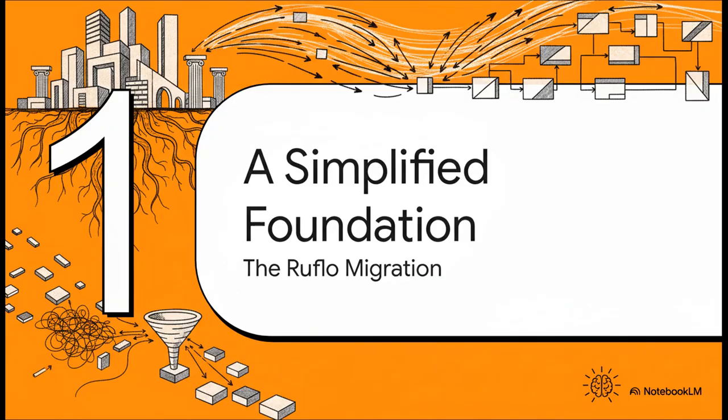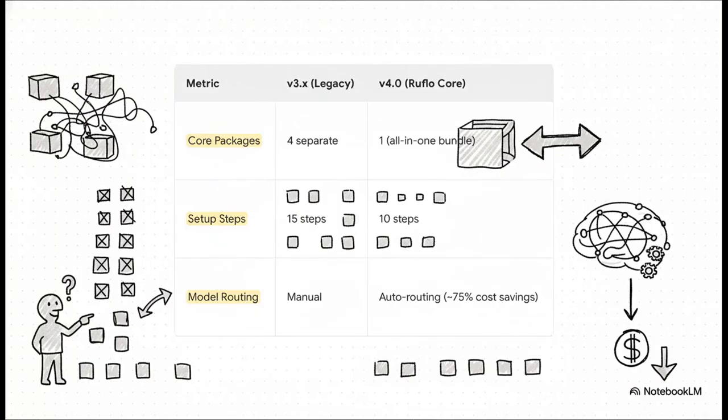So where do you start? Well, before you can build all of the cool new stuff, you gotta make sure your foundation is rock solid. And that's the first big move for TurboFlow 4.0, a huge architectural cleanup they're calling the Ruflo migration. It's all about consolidating the core of the system. And this table right here really tells the story. I mean, look at these numbers.